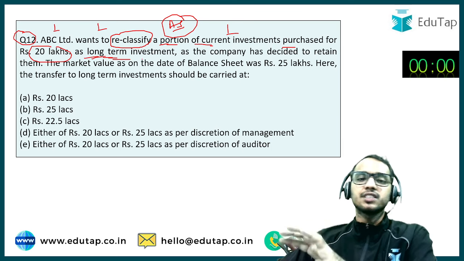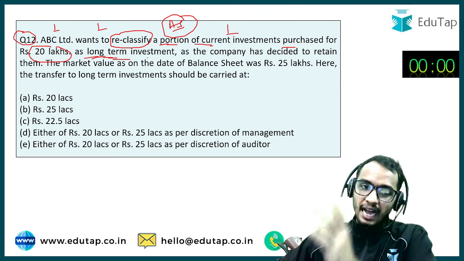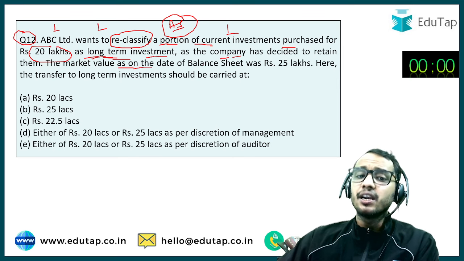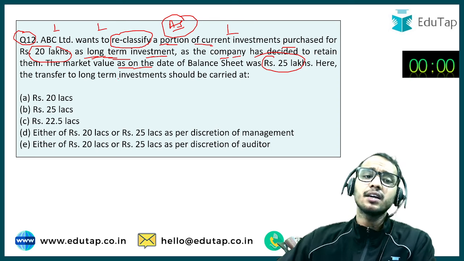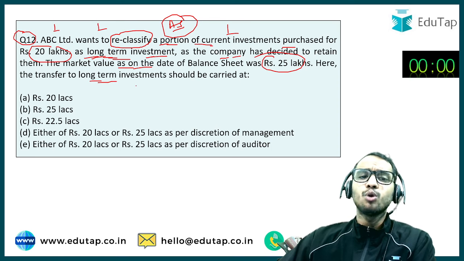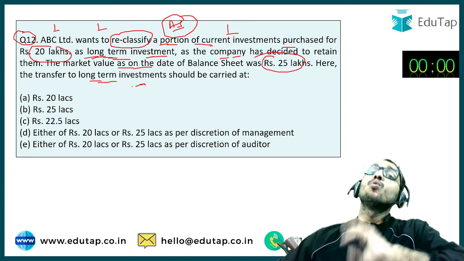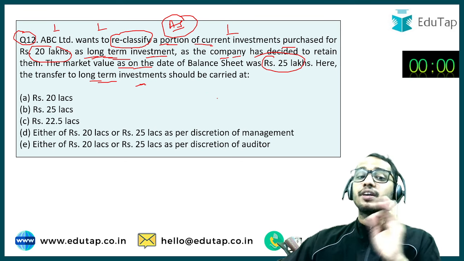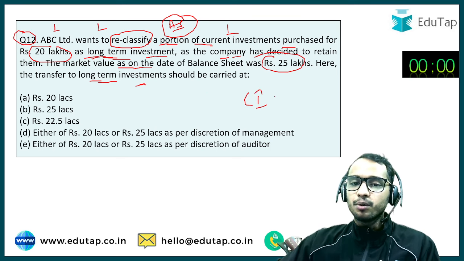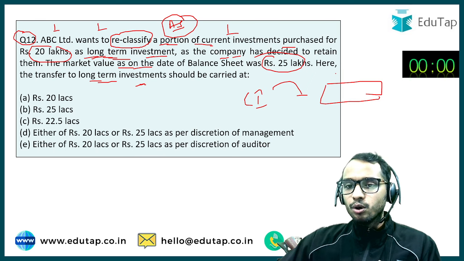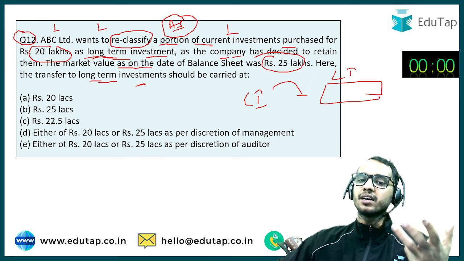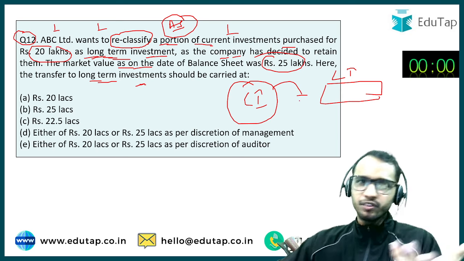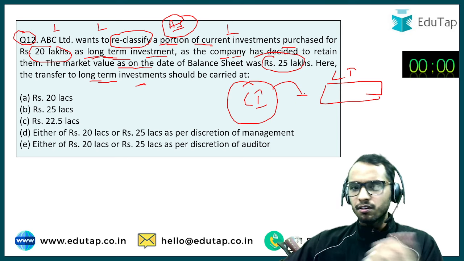You have to reclassify the current investment as long-term investment, as the company has decided to retain it. The market value as on the date of the balance sheet is 25 lakh. The transfer to long-term investment should be carried at what price? Earlier you recognized it as current investment, but now you are reclassifying it. Let's look at the provision first as per the accounting standard, then we will look at the question again.